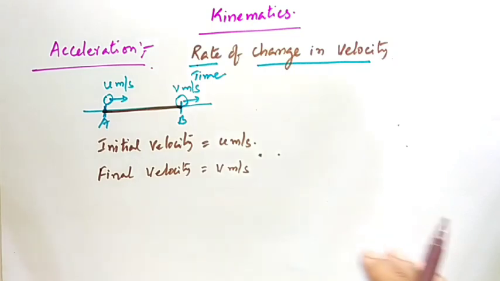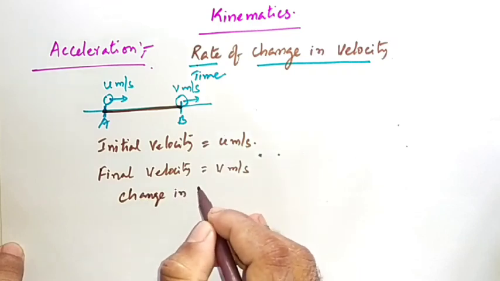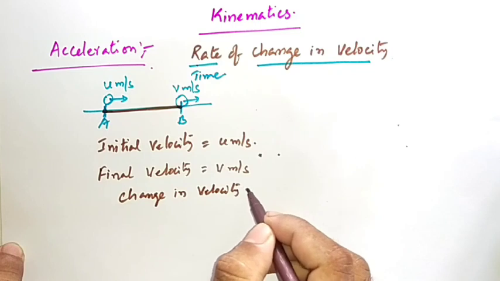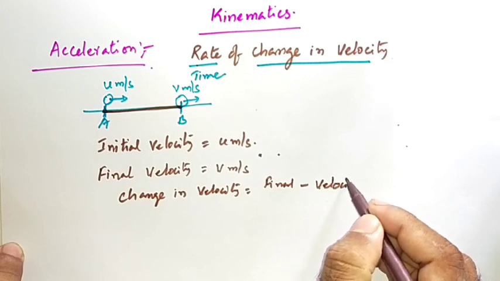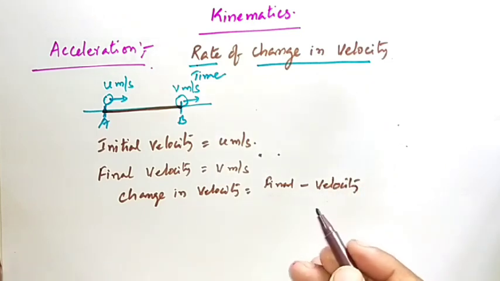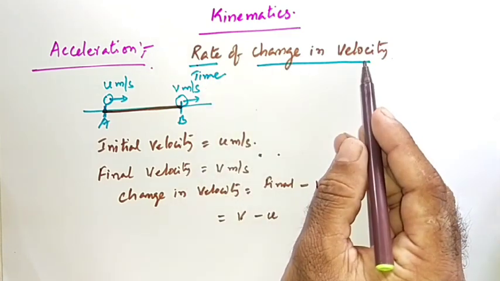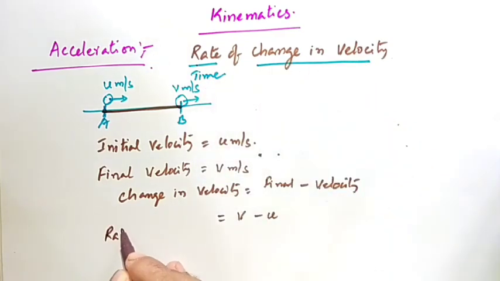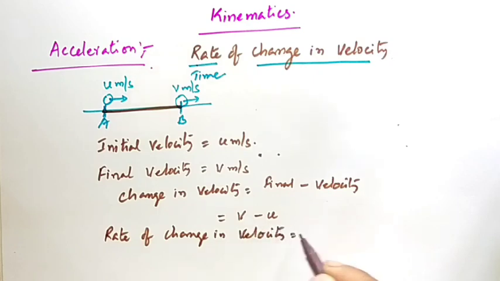Clear? Very good. Now, what is the change in velocity here? Change means final minus initial. Always, if you calculate any change, you are doing final minus initial. Here the final velocity is v minus the initial velocity u. Got it? Then the rate of change in velocity: what is that? Change in velocity divided by time.